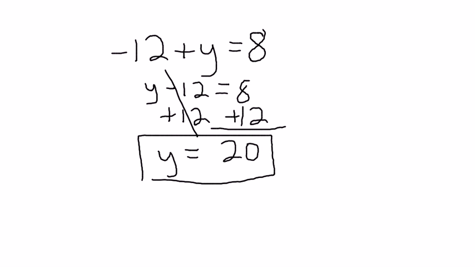Let's plug our answer in to make sure we're correct. Negative 12 plus 20 should equal 8. If it doesn't, we did something wrong. Negative 12 plus 20 is 8. 8 does equal 8.